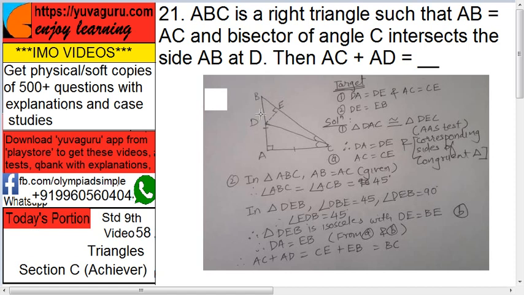So what you do is, simply in triangle ABC, this is 90 degrees, and AC and AB are equal. It's given. AB and AC are equal. So once these are equal, that means ABC is what? An isosceles triangle, isn't it? See here, AB equals AC, so this ABC becomes an isosceles triangle.